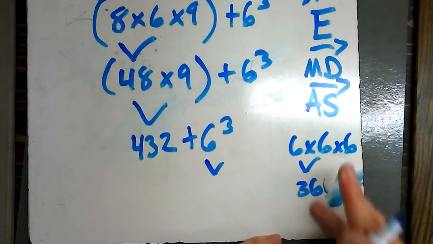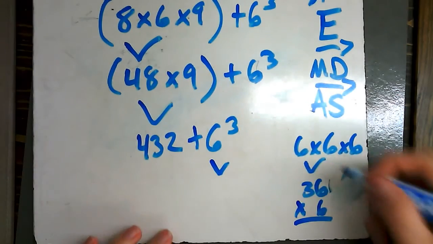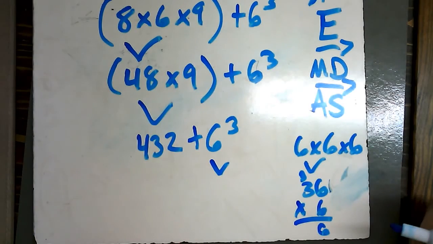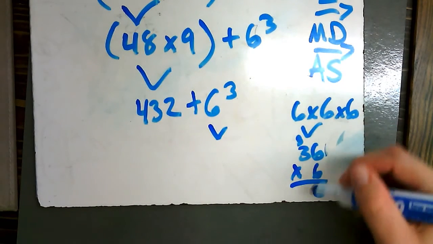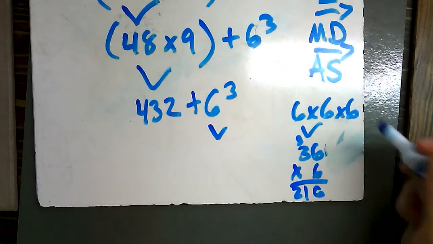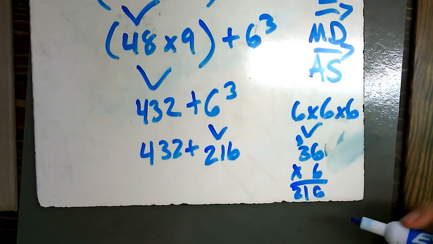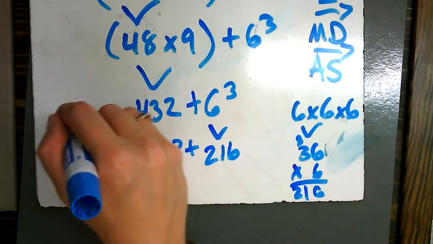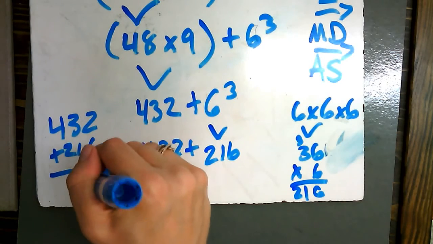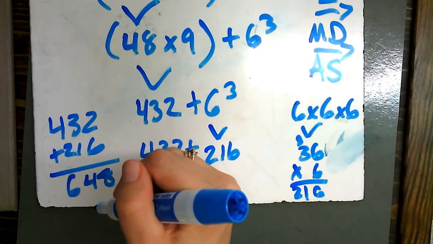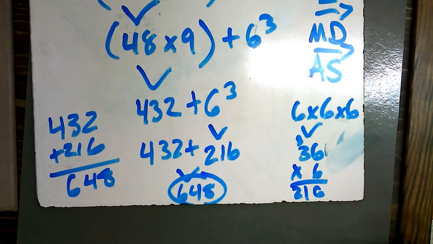So I'm going to write it standard algorithm. 6 times 6 is 36. 6 times 3 is 18 plus 3, 19, 20, 21. 216 is my answer. 432 plus 216. I'm going to come on over here to solve it out. 6 plus 2 is 8. 3 plus 1 is 4. 4 plus 2 is 6. So my answer is 648. Woo! That was a long problem.